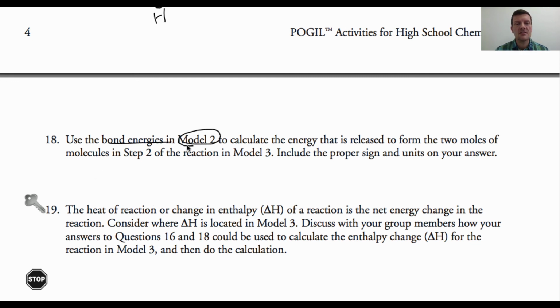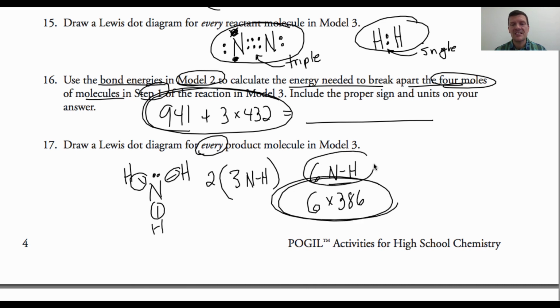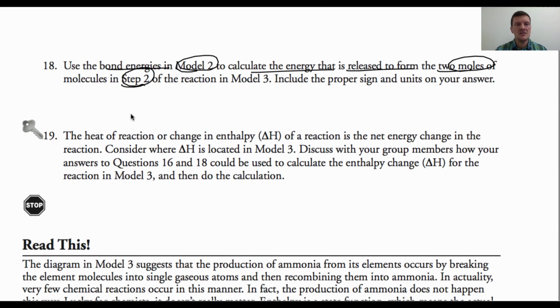Use the bond energies in Model 2 to calculate the energy that is released to form the 2 moles of molecules in step 2. So basically, the earlier calculation is telling you how much energy you've got to put in to break the bonds. This value right here is the amount of energy that is released when these NH3 bonds are formed. So what's going to be the difference? You got to find out how much is released by comparing these two. This is breaking of bonds, and forming bonds.